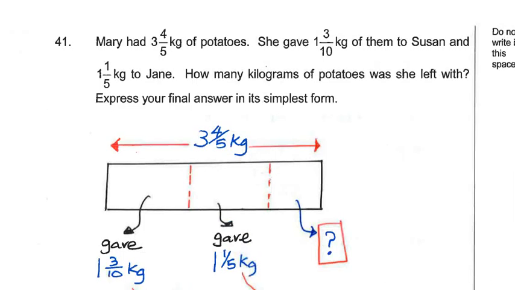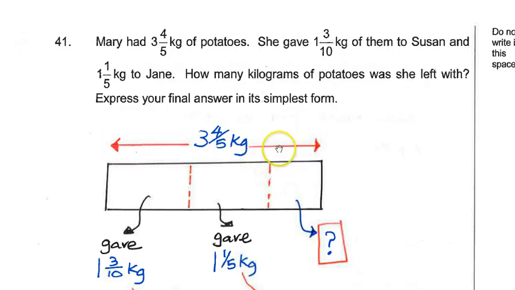Let's carry on. Mary had 4/5 kilogram of potatoes. She gave 1/3 kilogram of them to Susan and 1/5 kilogram to Jane. How many kilograms of potatoes was she left with? Express your final answer in simplest form.